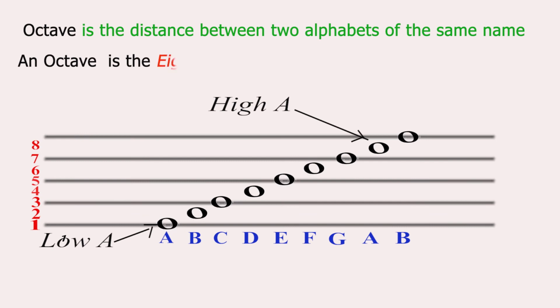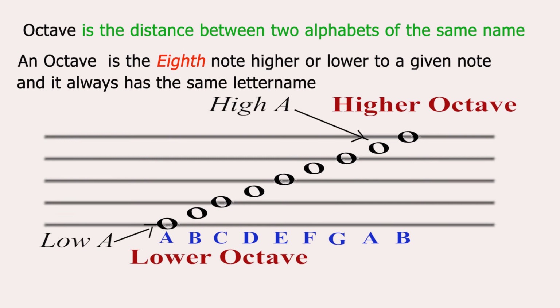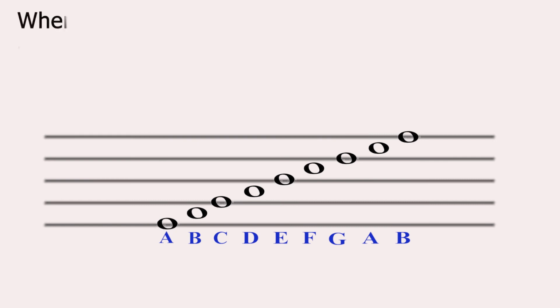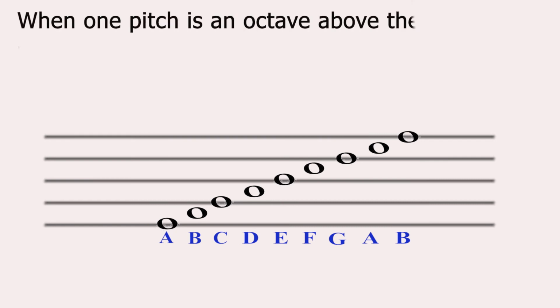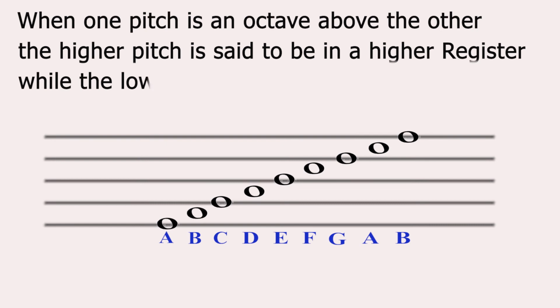An octave is the 8th note, higher or lower, to a given note, and it always has the same letter name. Usually when men and women sing the same pitch, they often sing in octaves. When one pitch is an octave above the other, the higher pitch is said to be in a higher register, while the lower pitch is in a lower register.